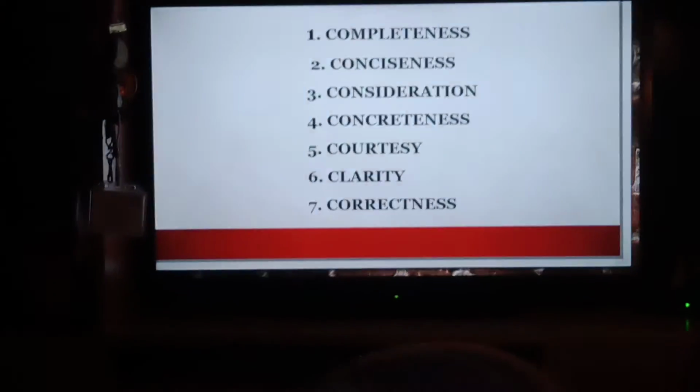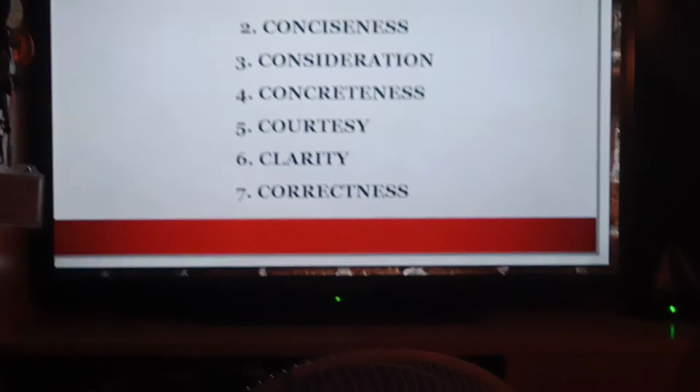And the last one, but not the least, is correctness. When you are communicating with people, be sure that your ideas and your information are correct. We have the saying in social media, think before you click. Nowadays, there is a lot of fake news in social media. We have to verify the correctness of what we're saying, or what we're listening to, in order to avoid communication breakdown.